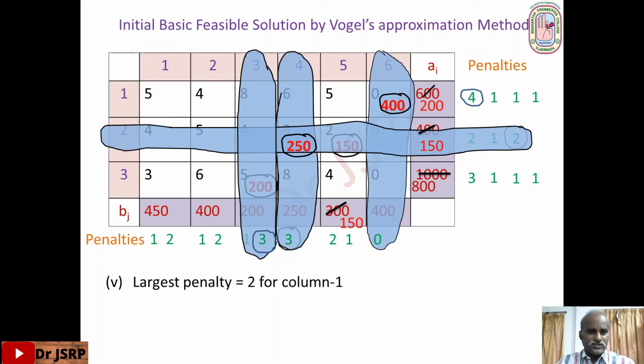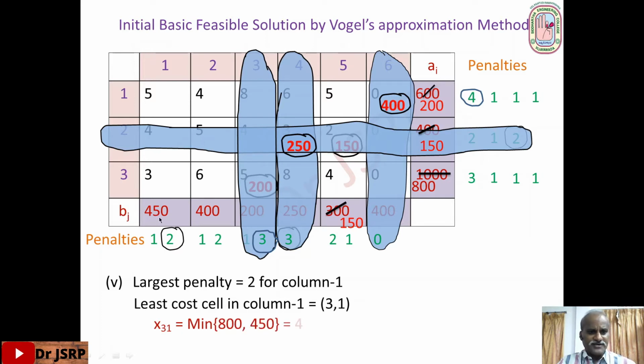So in column 1 least cost is 31 cell. So X31 is called minimum of available 800, requirement 450. So minimum is 450. Right here 450. Circle it. So clearly column constraint is satisfied. Cross off column 1.